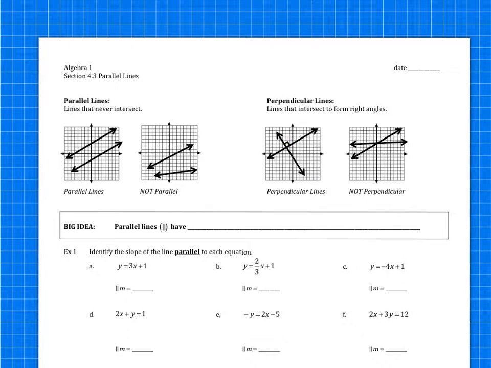Okay, so the reason we're talking about them is because parallel lines, if we think about this line here and this line here, they've got the same slope. Okay, and that's what makes them parallel. So this is our big idea right now, that parallel lines have equal slopes. So if we want to make two lines parallel, we make them have the same slope. If we want to find out if they're parallel, we check to see if they have the same slope.